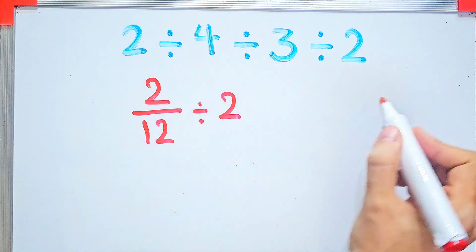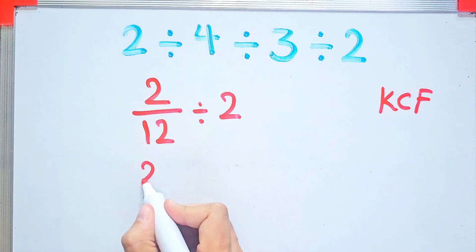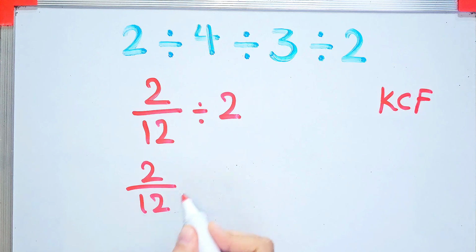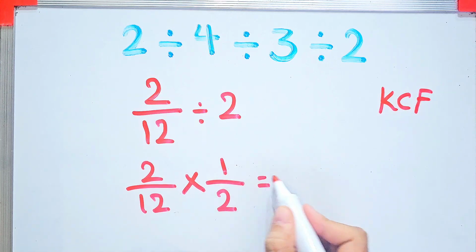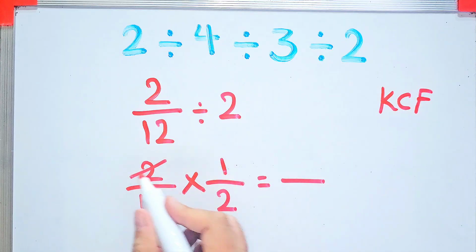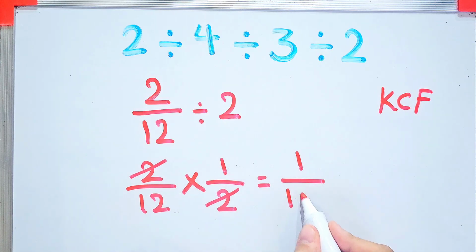To solve this part, we need to follow the KCF rule. We keep the first fraction as it is, then change the division sign to the multiplication sign. After that, we flip the second number. Now we do the multiplications and simplify the question. Final answer is 1 over 12.